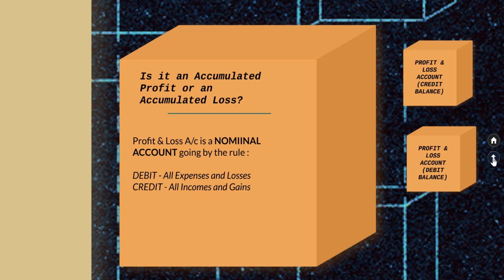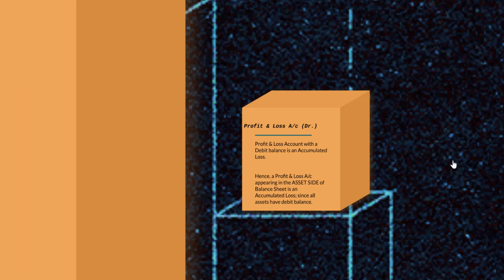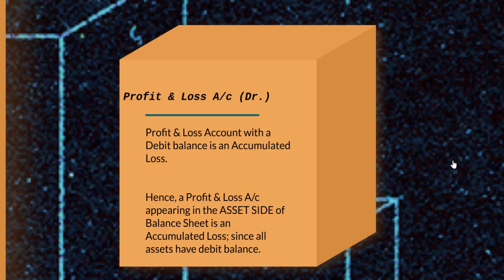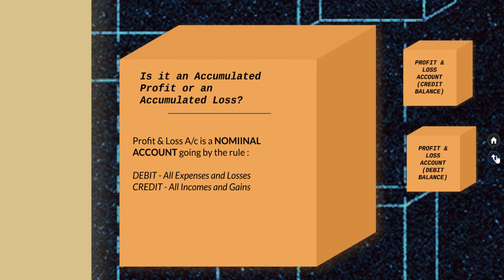Now the reverse applies for an accumulated loss. A profit and loss account which has a debit balance as per the rule refers to accumulated loss. Now such a profit and loss account balance will appear in the asset side of the balance sheet since all assets have debit balance. So in a balance sheet, all liabilities have credit balance and all assets have debit balance. So a P&L balance appearing on the liability side will have a credit balance and therefore it's an accumulated profit, whereas a P&L account appearing on the asset side will have a debit balance and therefore it is an accumulated loss.